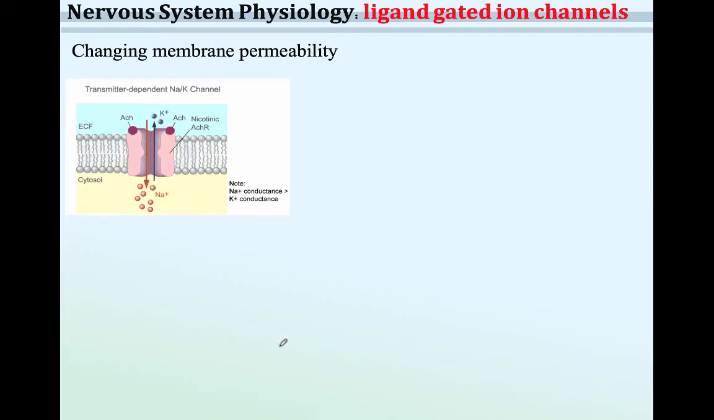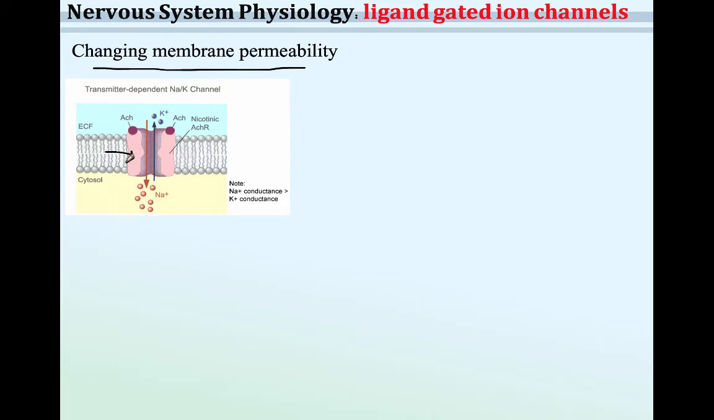More commonly, what we see happening is what's referred to as chemical transmission. Chemical transmission requires the release of neurotransmitter. And before we look at that, we're going to try and get an understanding of what's happening. You have to remember that in order to depolarize or repolarize a membrane, we have to change membrane permeability. And we do that using channels.